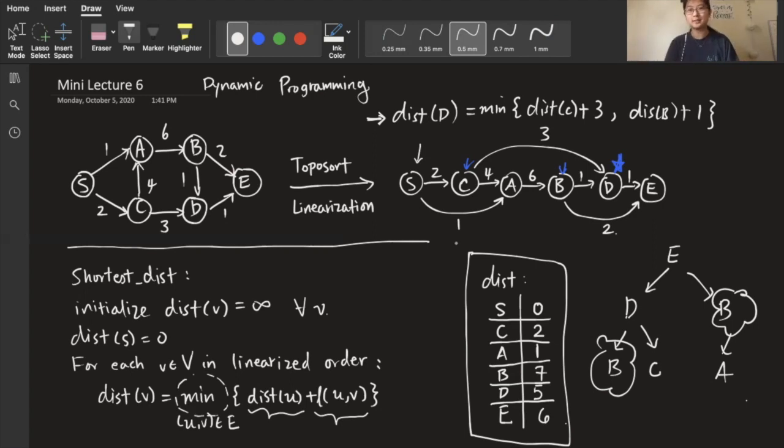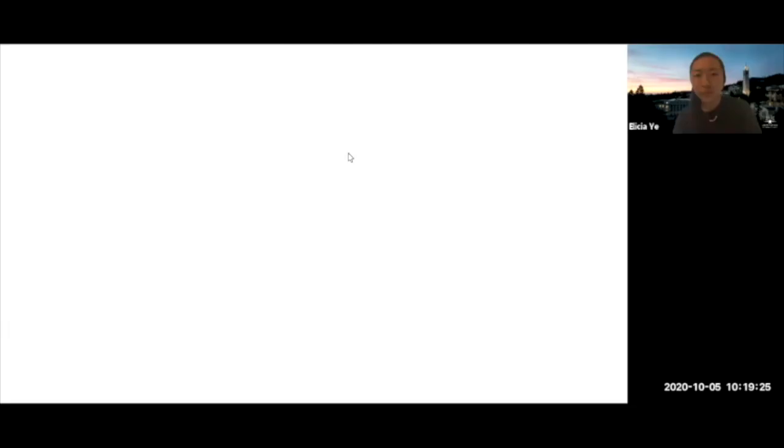Okay, so I'll pass it now to our tutors to go through two more very important examples. Hi everyone, I'm Alicia. Today I'll be doing a mini walkthrough for the longest increasing subsequence.